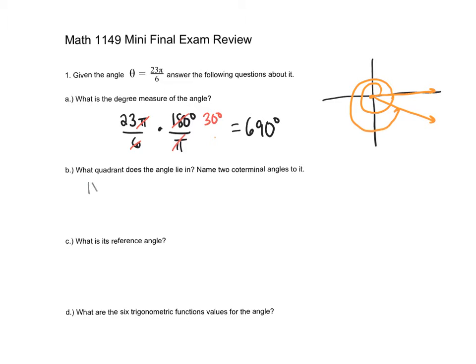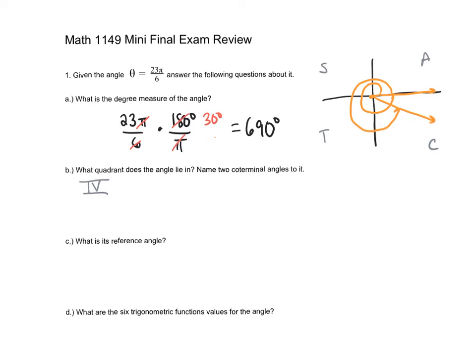So the next problem says, what quadrant is it in? It's in quadrant 4. A couple of things about quadrant 4. Remember, we know from our All Students Take Calculus, cosine is positive there, and thus secant is positive there. It's the reciprocal identity. Everything else is negative.